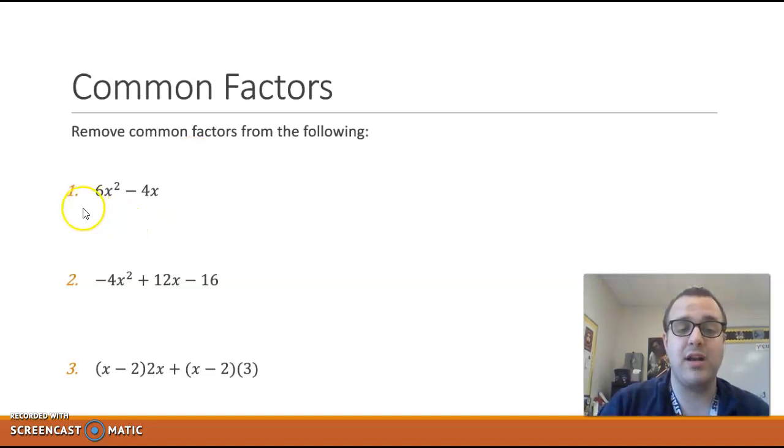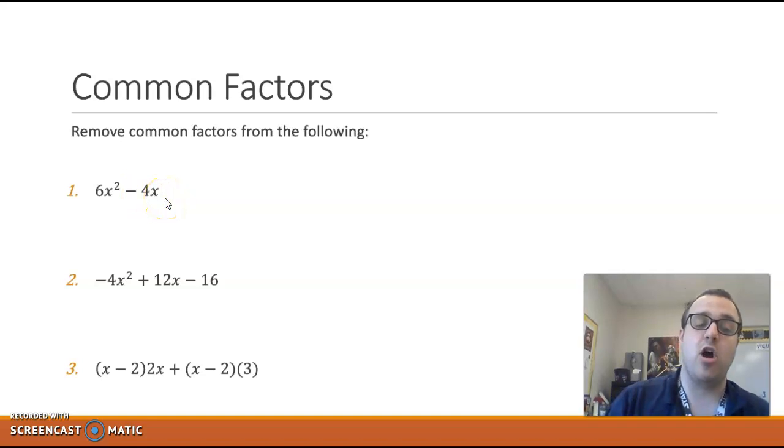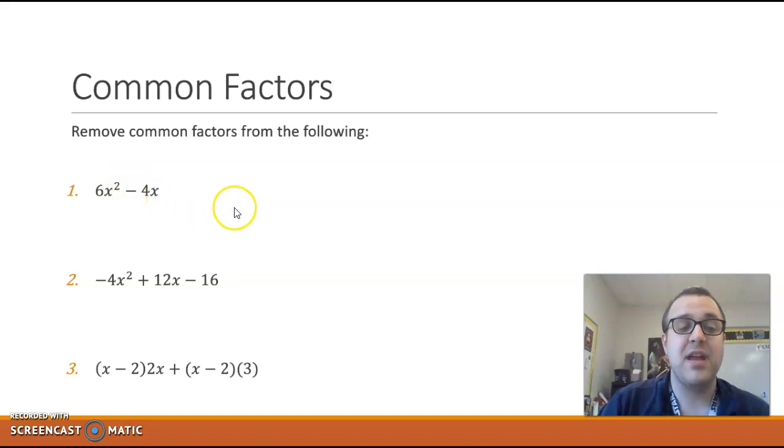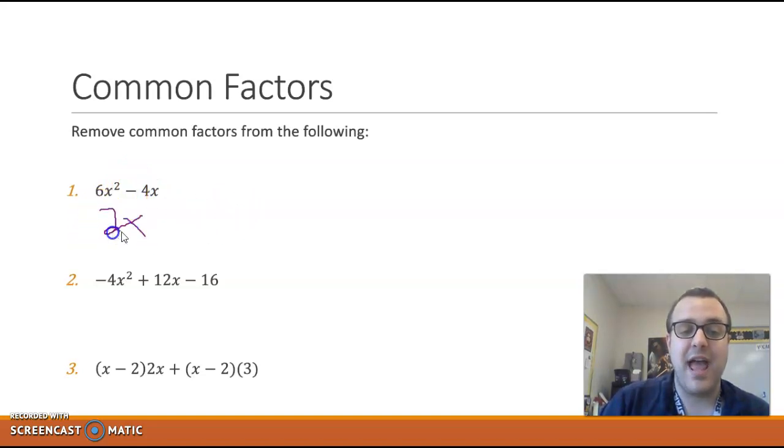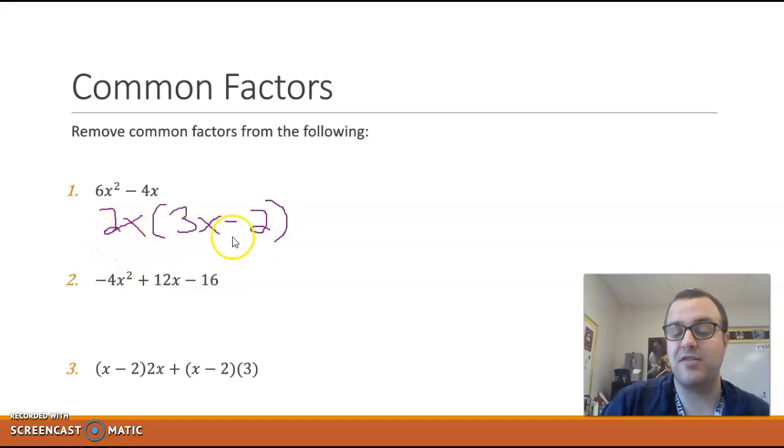So for example, number one here, I look at this 6x squared and this minus 4x and I say, all right, what is the largest thing that goes into both 6x squared and negative 4x? In this case, it's going to be 2x. So I take out a 2x, and then whatever is left over is what I write in parentheses. If I take a 2x out of 6x squared, I get 3x left over there. Remember, basically what we're doing is dividing this by 2x. And we'll divide this by 2x, and we get minus 2. So this one factors as 2x times 3x minus 2.